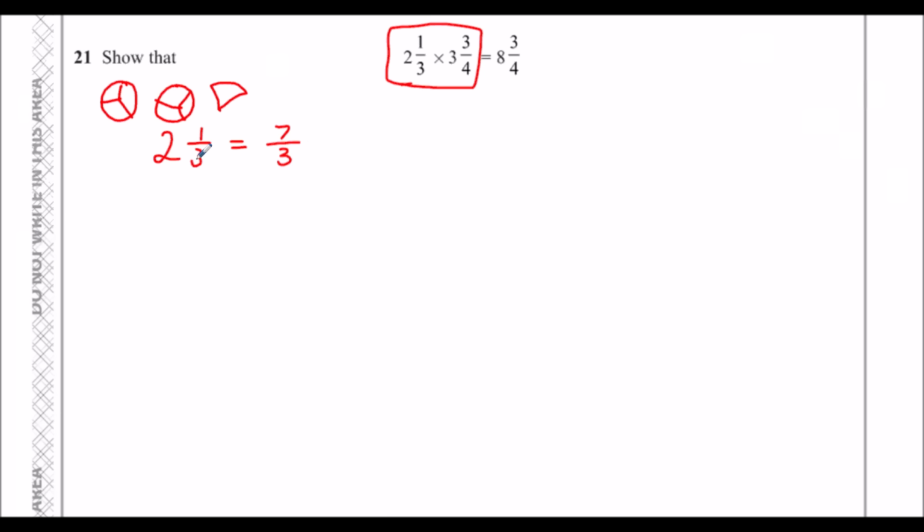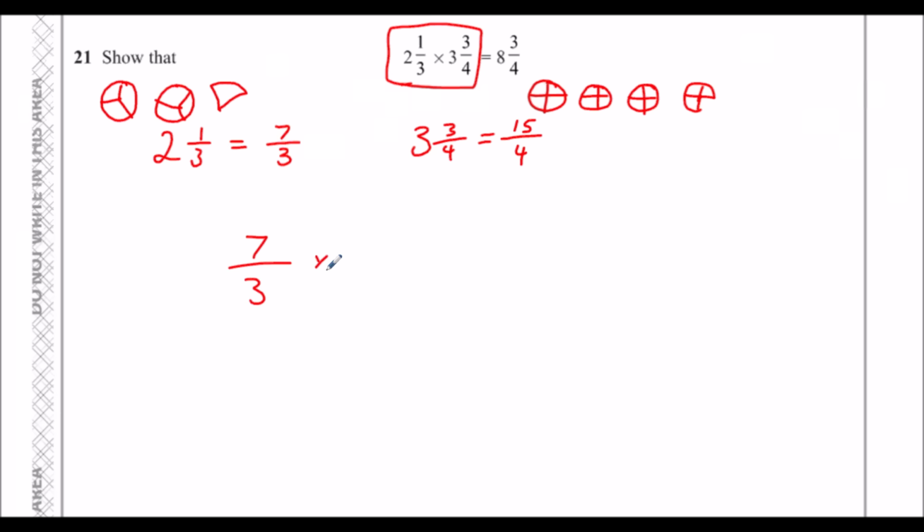We can do 2 times 3 plus 1. 2 times 3 gives us 6, plus 1 gives us 7. That's 7/3. And 3 3/4. So that's 3 whole ones and 3/4. So how many quarters is that? Well, 3 4s are 12. So this is 12 quarters plus the 3. That's 15. 15 quarters. So now we can multiply them.